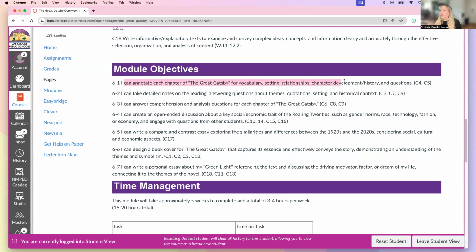So we're going to be annotating chapters of The Great Gatsby for vocabulary, setting, relationship, character development, history, and then asking questions. We're going to take detailed notes on the reading, answering questions about themes, quotations, settings, and historical contexts. And we're going to do comprehension and analysis questions for each chapter of The Great Gatsby. So these are going to show up looking like separate assignments, but really they're all tied together. You can't really take detailed notes until you've done the reading, and you can't really do the reading or answer comprehension questions unless you have taken some significant notes.